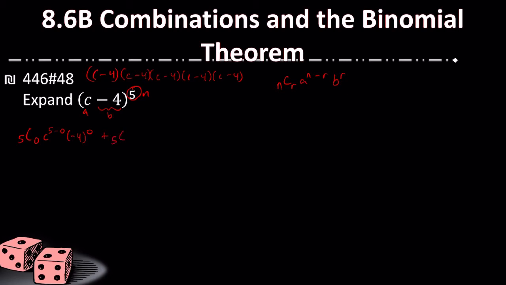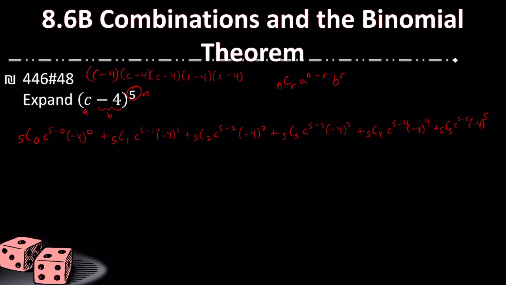Plus, now it's exactly the same thing, just put a 1 instead of the 0. Plus, now the same thing, just put a 2 instead of the 1. Plus, the same thing, now just put a 3 instead of the 2. Plus, the same thing, just put a 4 instead of the 3. Plus, the same thing, now put a 5 instead of the 4. And then we stop because n and r are now the same value.